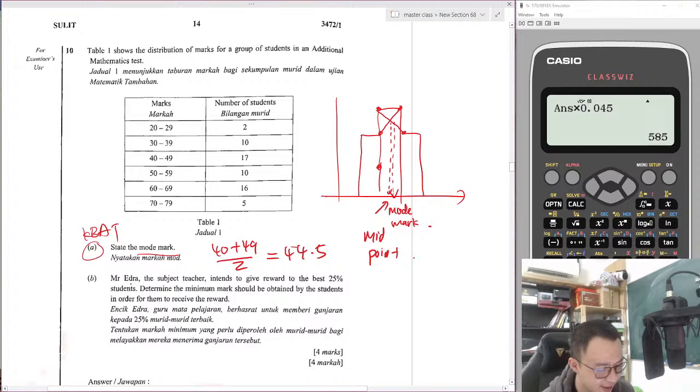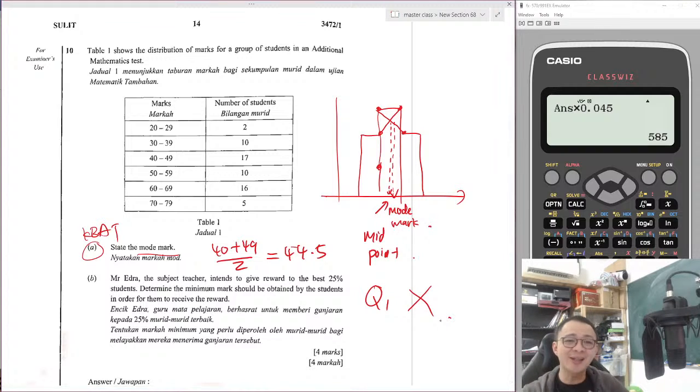Okay, then Mr. Idra, the subject's teacher, intends to give rewards to the best 25 students, and determines the minimum marks that should be obtained by a student in order to receive the award. Because this is the best 25%. A lot of students, when they see 25%, say, oh, this is Q1. Then you get it wrong, because Q1 is the lowest 25%.